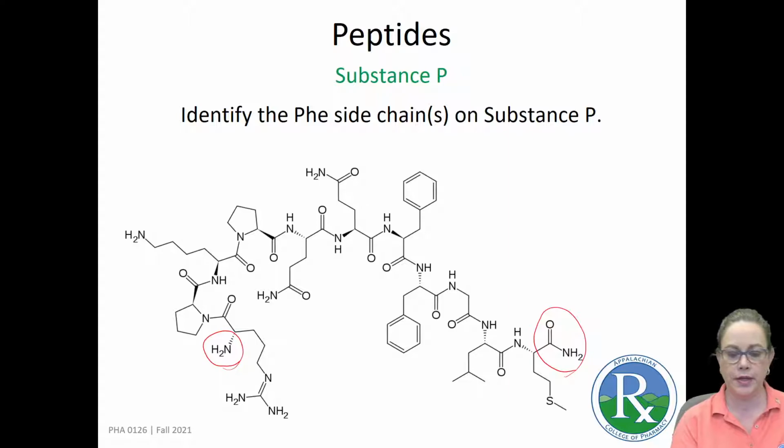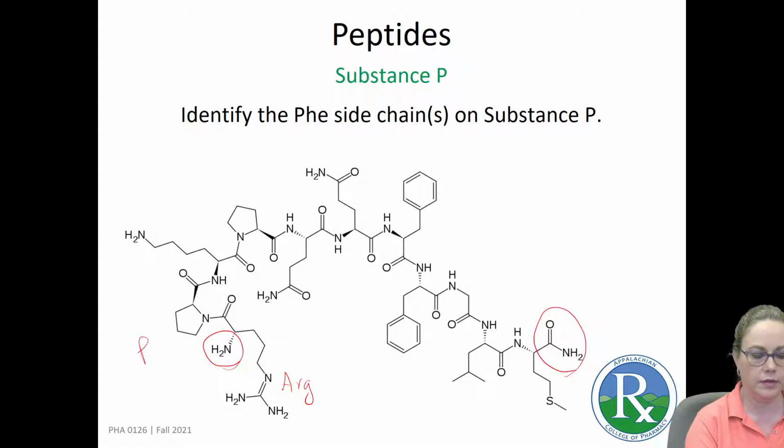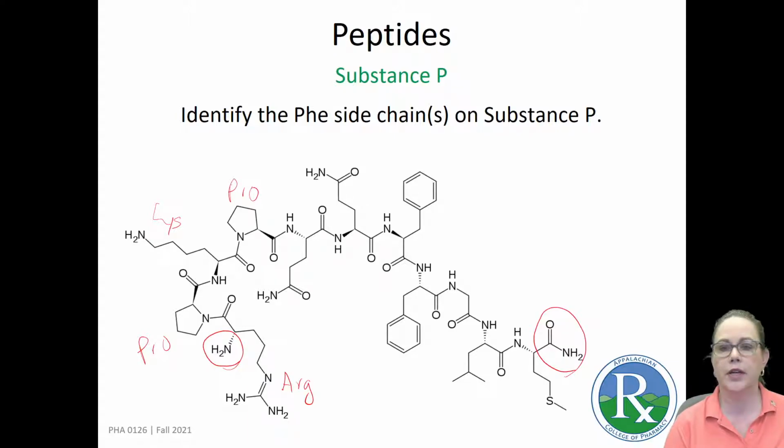You should be able to take this, go through and identify all of your side chains. We won't do the whole peptide, but we started. So we have an arginine side chain, proline, your lysine, we got another proline, and so forth. So you could walk through and identify the different amino acids on that peptide.